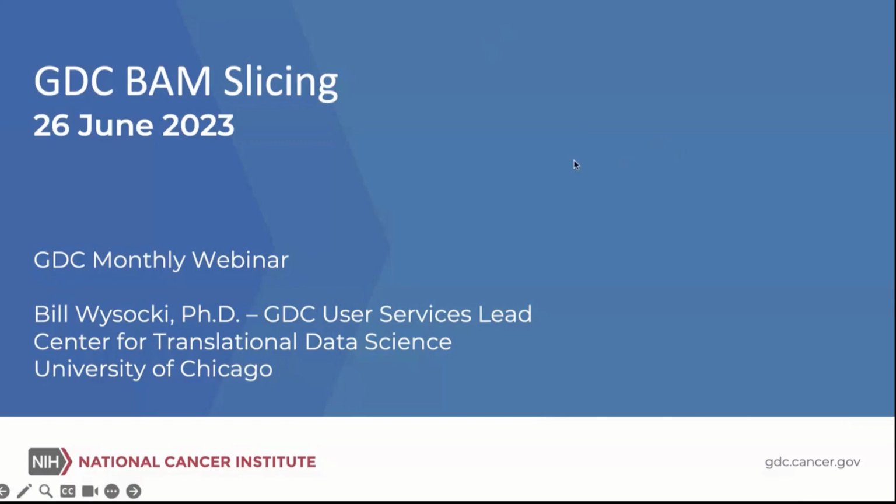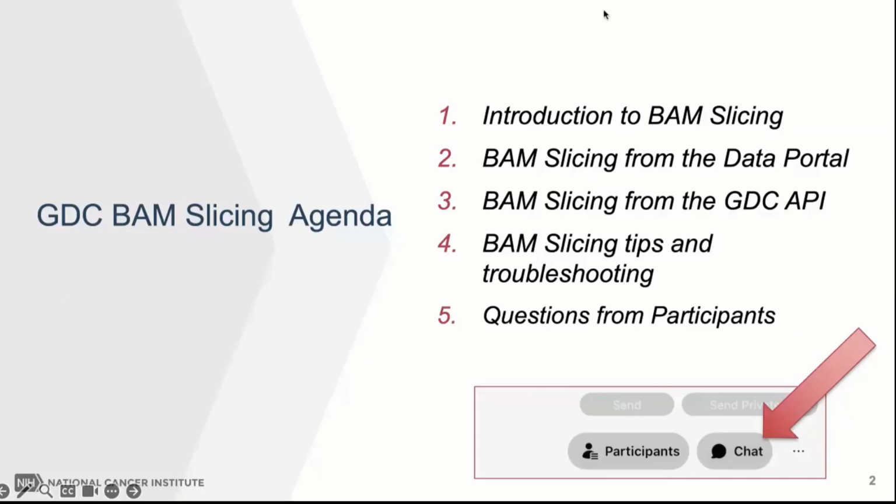Okay, so just to go over a very quick agenda, we're first going to talk about an introduction to BAM slicing, what that is and what this feature is in the GDC. Then we're going to do a quick demo on BAM slicing from the data portal, some instructions on how to perform BAM slicing from the GDC API. Then we're going to go over some tips and troubleshooting for when users BAM slice.